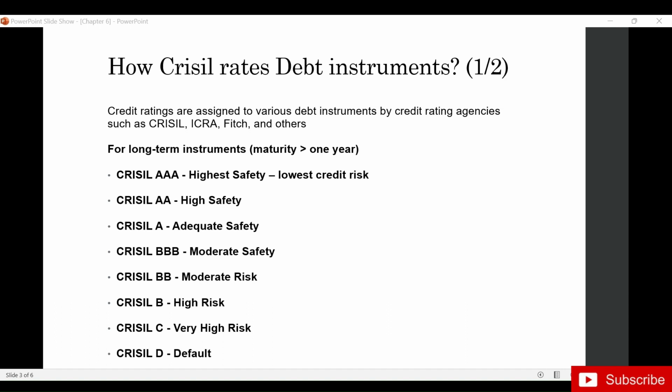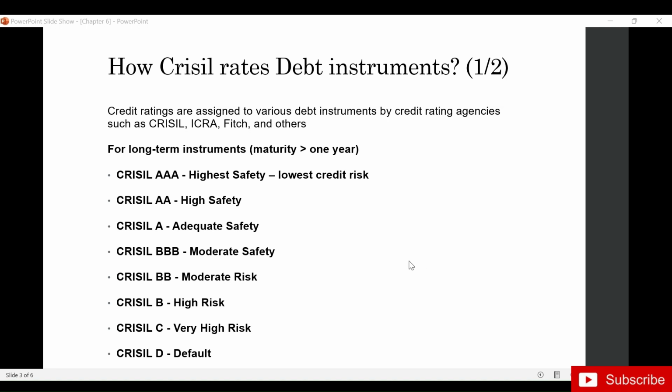So, what are those ratings? The first rating is CRISIL AAA, which has the highest safety and it is considered to be the rating with the lowest credit risk. Then the next is CRISIL AA, which has a high safety. Then comes CRISIL A, which has adequate safety. After that, we have CRISIL Triple B with moderate safety.